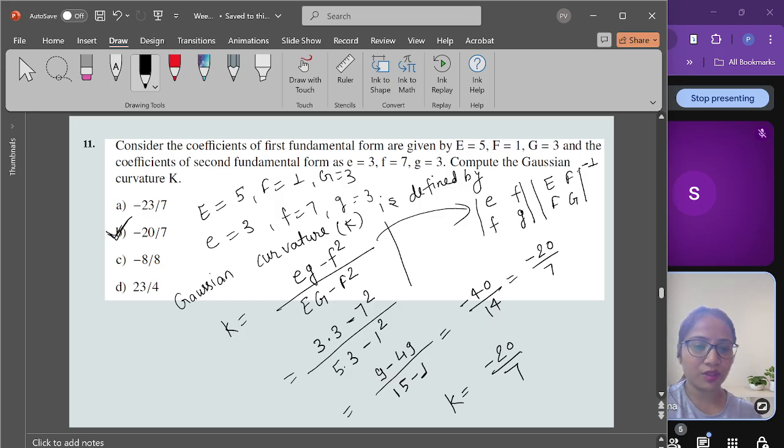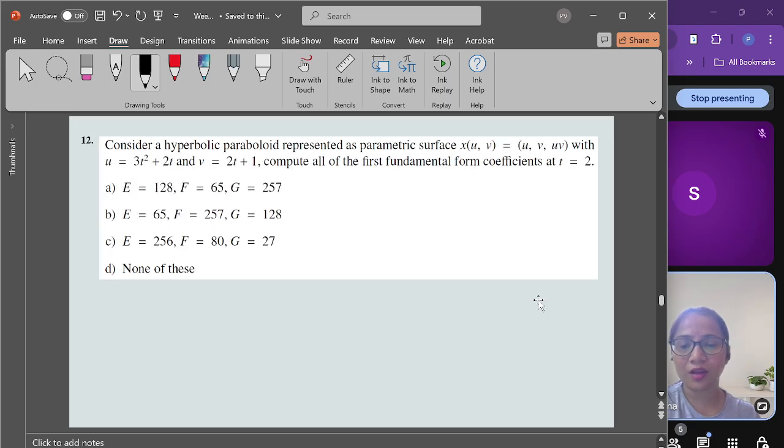Okay. So this is a direct formula based question. I hope you have understood this question. Now moving to the next question. Our next question is again given from this one also.